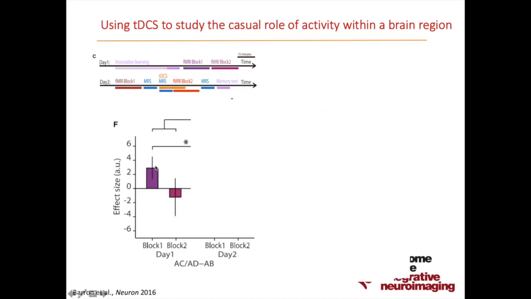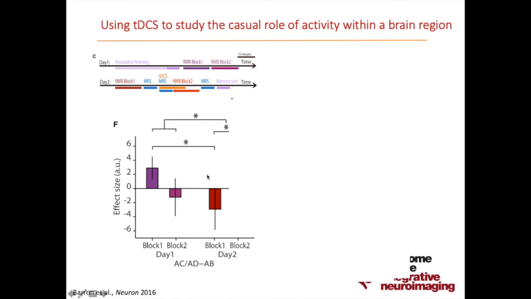What they see is that in block 1, you get no real difference between the pairs and the unpaired. So you still get a big response to the paired stimuli because you haven't really learnt it yet. By block 2, that disappears. By the next day, there is no difference. There's no significant difference between the paired and the unpaired stimuli.